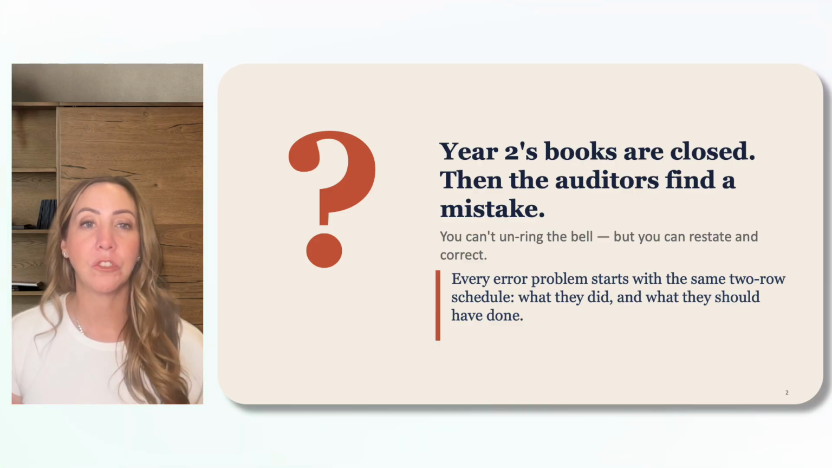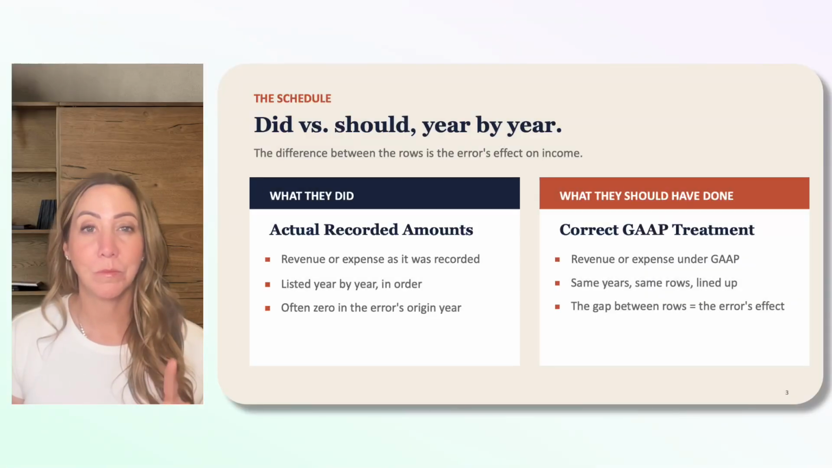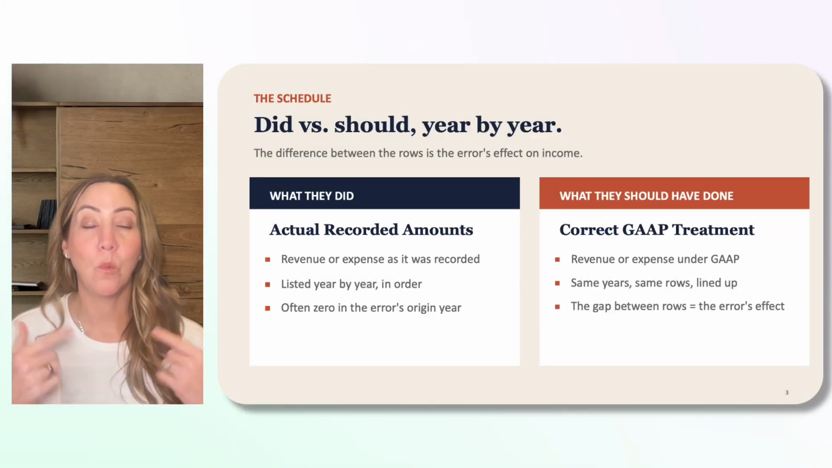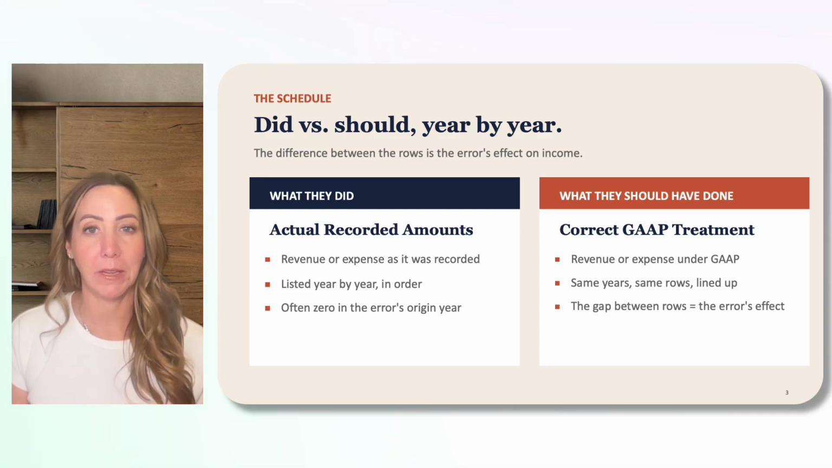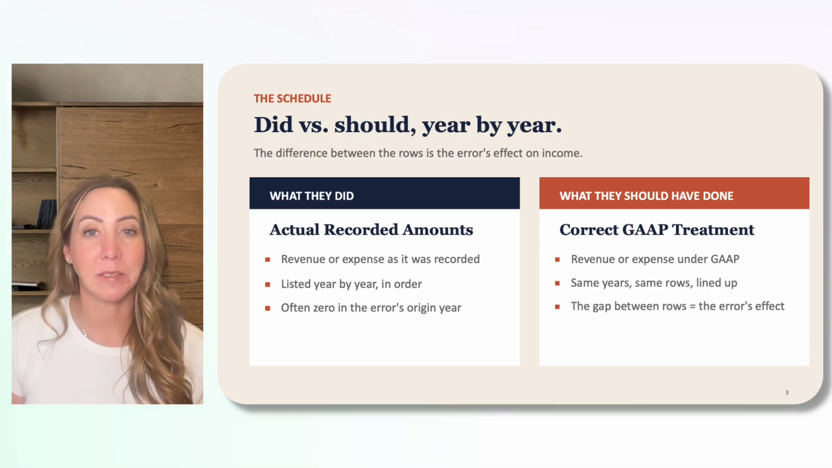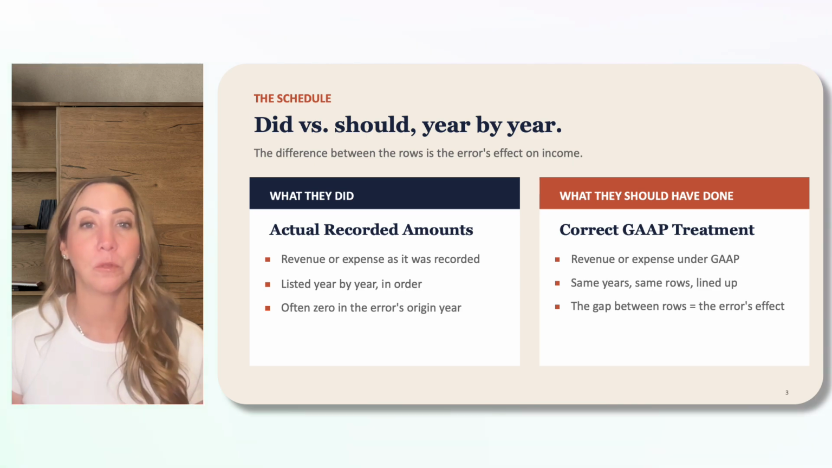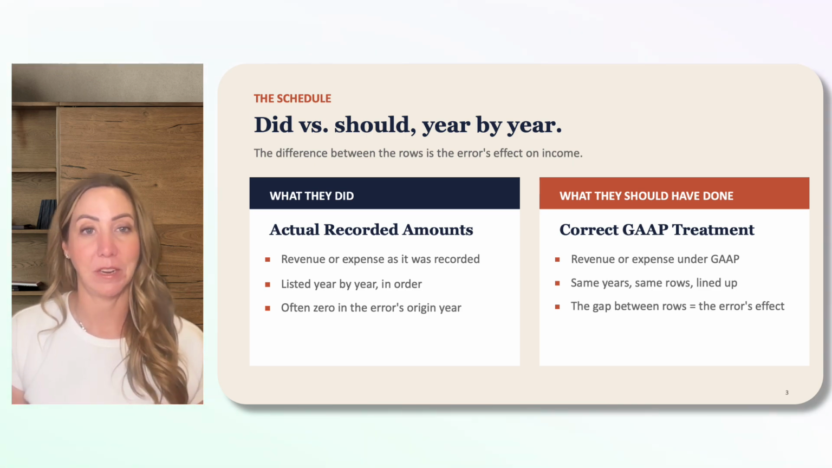To answer that question and correct any error, I want you to build the same little schedule every single time. 2 rows, 1 column per year. Top row, what the company did, the revenue or expense it actually recorded year by year. The bottom row, what the company should have done under GAAP. The difference between the rows year by year is the effect of the error on that year's income. A year where they under-expensed is a year income is overstated. A year where they over-expensed, income is understated.